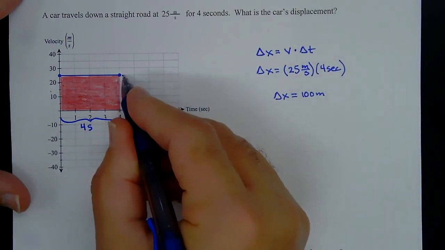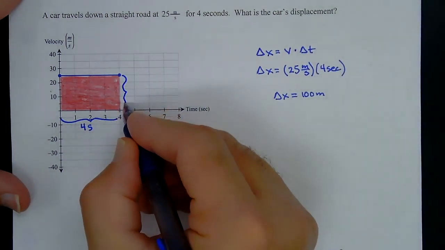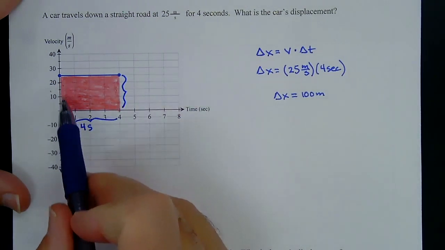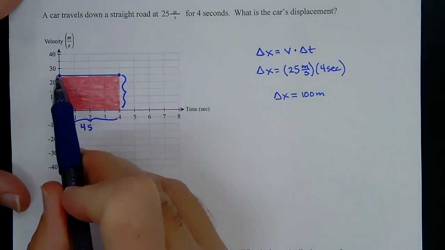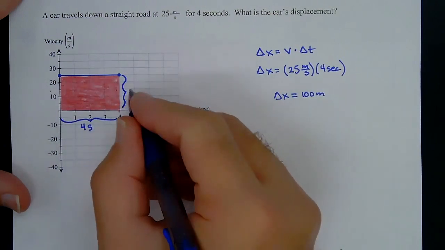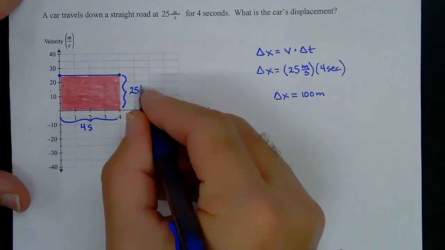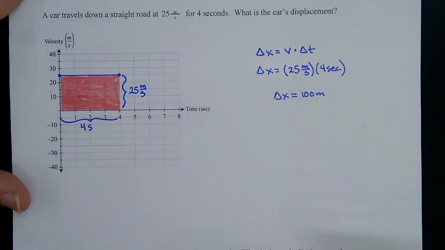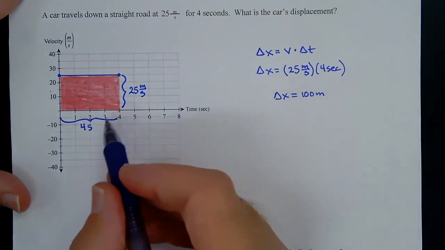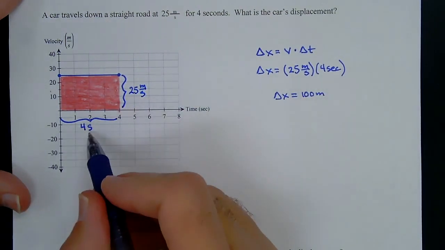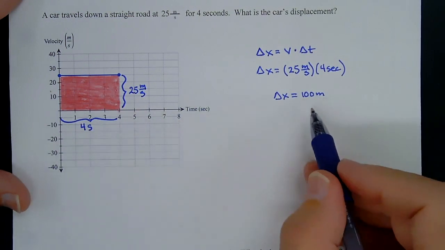And this part right here represents the velocity, and we can tell this height is staying at 25. So this is 25 meters per second. When we multiply, we multiply 25 meters per second times 4 seconds, and we wind up with 100 meters.